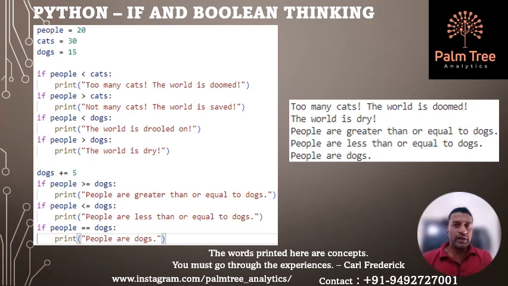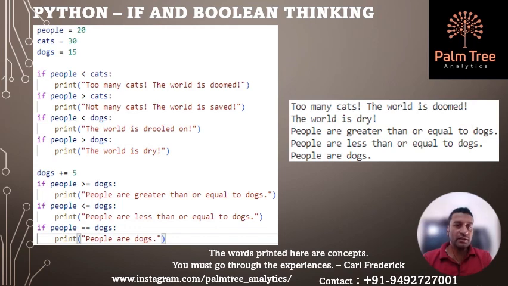Here comes if and Boolean thinking. We are going with the variable declaration: people, cats, and dogs. Three variables are declared here, and then the corresponding question, like people less than cats, where we are comparing the two values, people and cats.